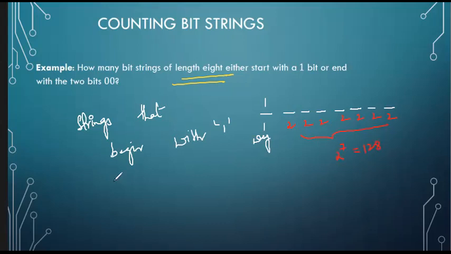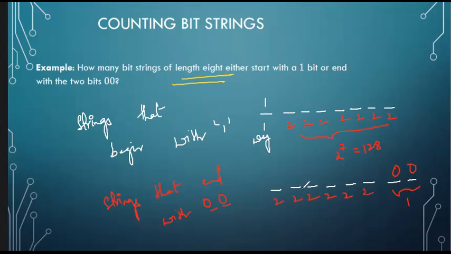Now what about the strings that end with 2 bits 0? Strings that end with 2 bits as zeros. The last 2 bits should be 0. In this case, these last 2 bits should be assigned the value 0, and each of them can be filled in one way only. The rest of the bits can be filled in 2 ways each. So this is 2 power 6 ways, which is 64.